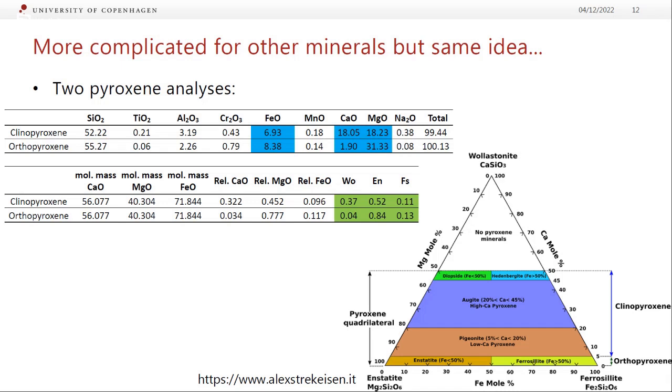and then to turn that into wollastonite, enstatite, or ferrosilite, these end members, we're just taking each one of these and dividing by the sum of all of them. So we do our CaO divided by CaO plus MgO plus FeO. Same on this other one.